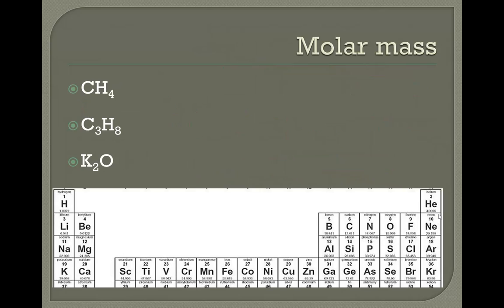Alright, so molar masses are pretty straightforward. All you want to do is look at the periodic table, figure out the mass of the individual elements, and then multiply it by the subscript because that's telling you how many there are. So carbon is right here. So I have 1 times 12.01. I have 4 hydrogens. It's right here at 1.01. Add those together and we get 16.05.